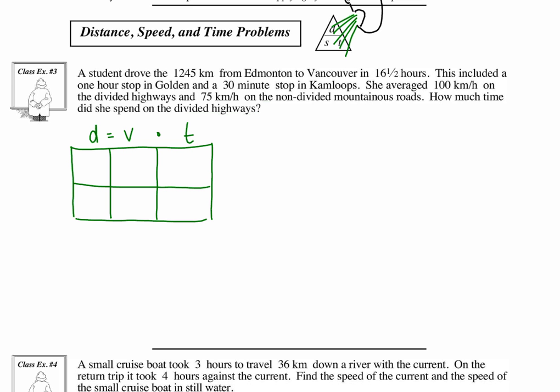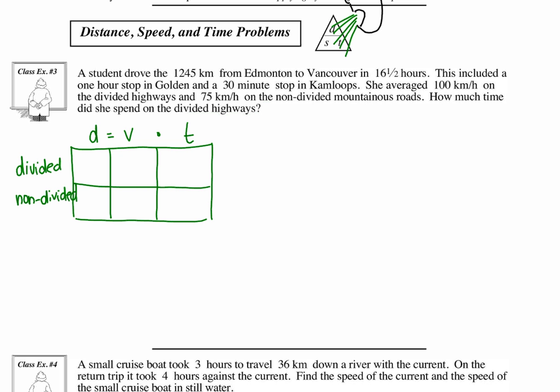Okay, so what are the two situations? Divided and non-divided. Divided versus non-divided. So the divided highway and non-divided. And I know that these are my two things because of the question they're asking us to find. They're saying, how much time did she spend on the divided highway?